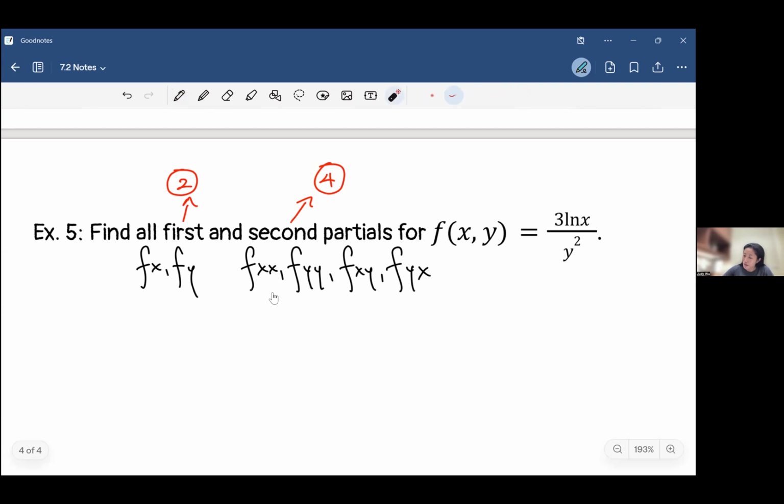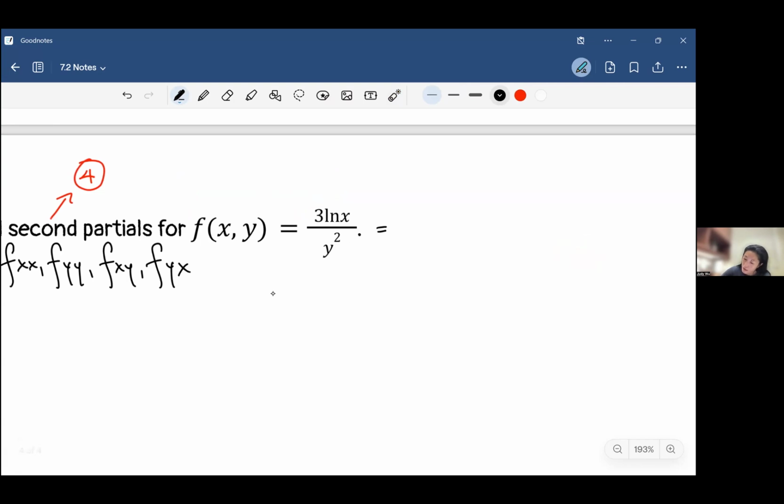Okay, now I chose an equation that had a natural log because we haven't seen that one in a while. I also chose one that had a y squared in the denominator because we haven't seen negative powers in a while. Before I even start, I'm going to rewrite this multivariable function as 3 times natural log x times y to the negative second power. This is setting us up for if we take a partial with respect to y, we're going to need to use our power rule.